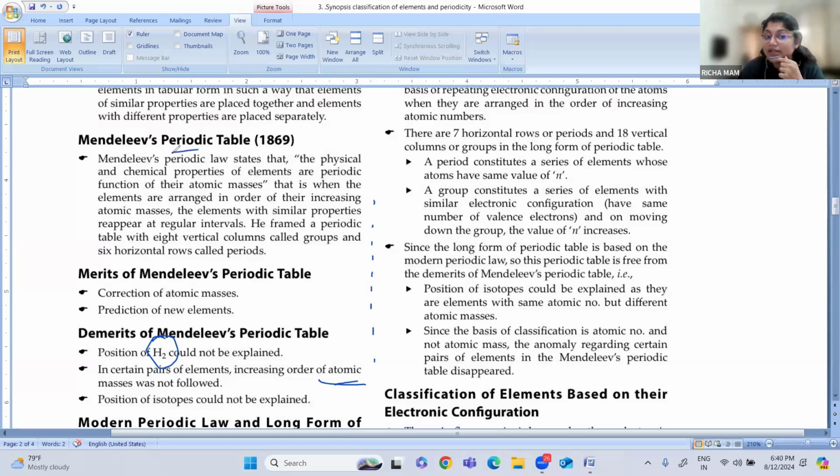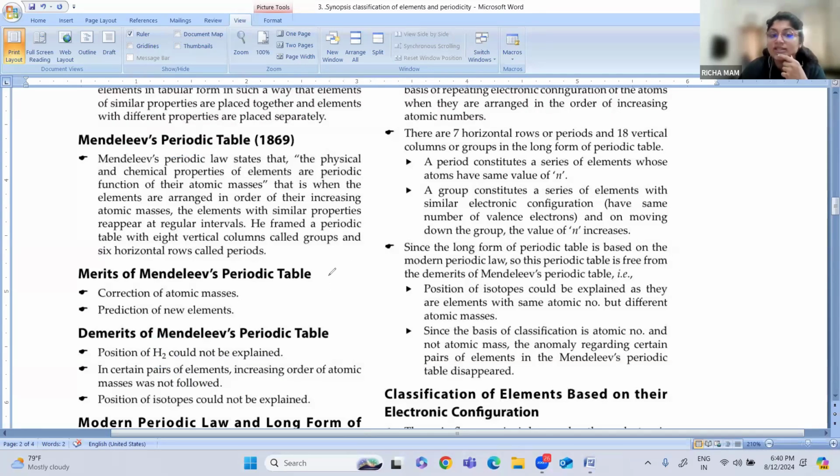What was Mendeleev's periodic table? The elements were arranged in their increasing atomic masses. But after some elements, it failed to follow the trend. Then the position of isotopes could not be explained in Mendeleev's periodic table.